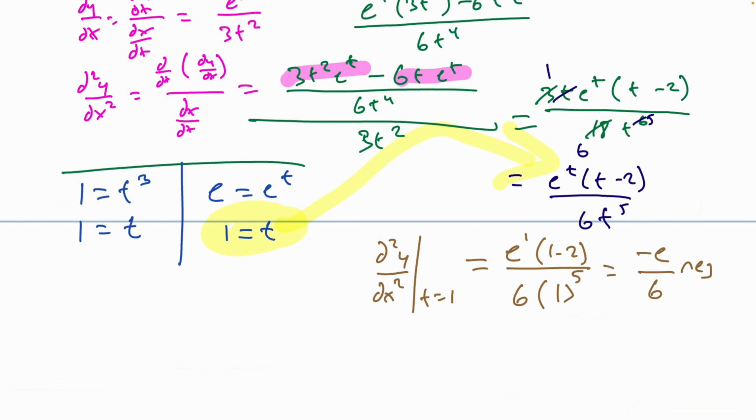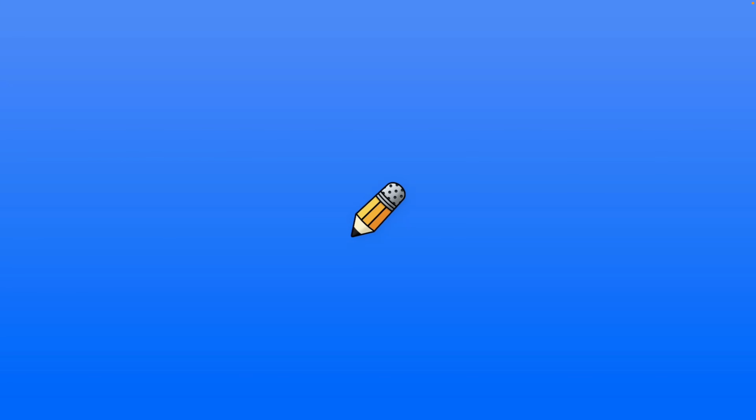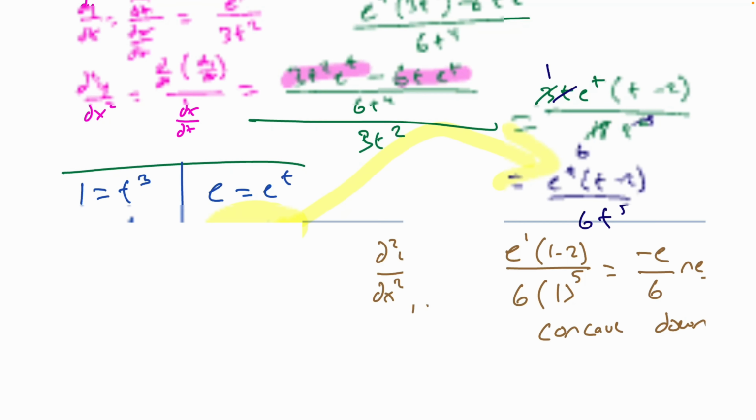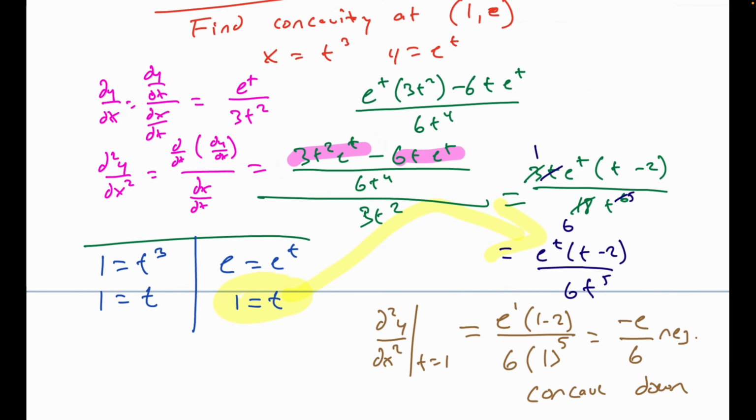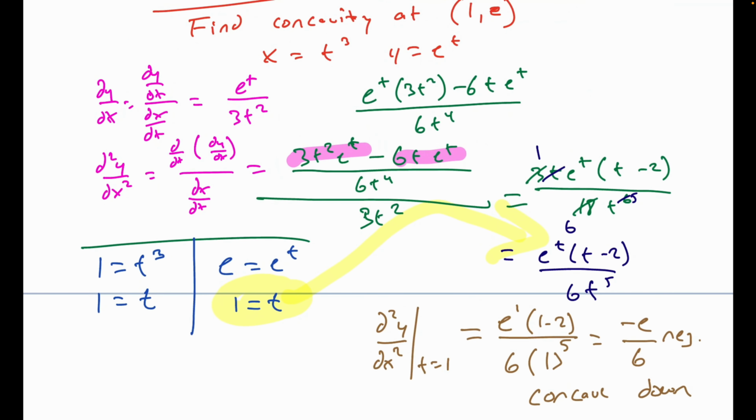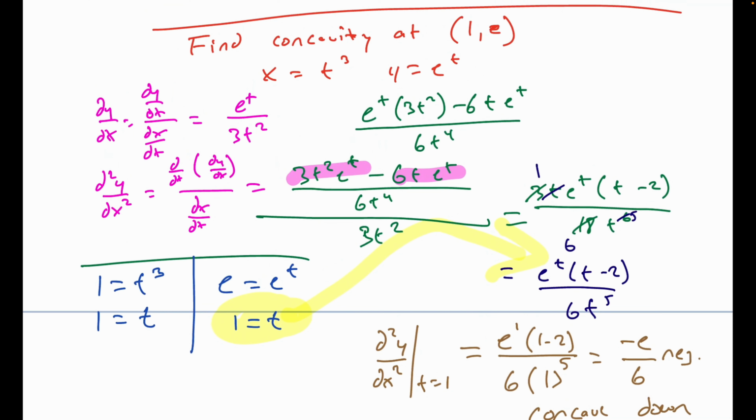That is a negative second derivative, which means that we are concave down in these parametric equations. So we are concave down for these parametric equations, x equals t to the third and y equals e to the t, at the point (1, e). There you go. It's a mess, but it's all stuff you can do. You just have to be careful and work things out nice and slow. All right, thanks.